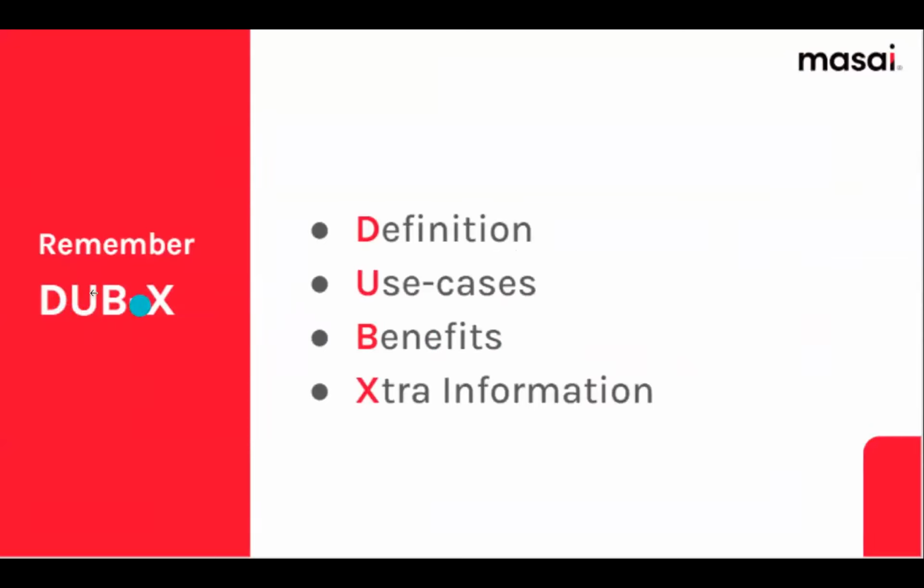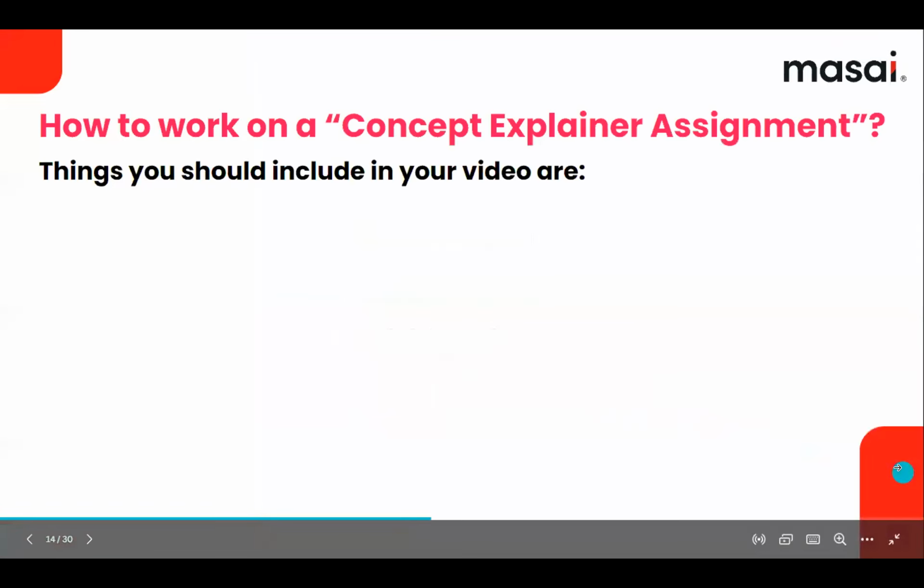It is very important, so let me remind you what it means. D means definition, U means use cases, B means benefit, and X means extra information. How do you give the definition, and what do you tell in the use cases, benefit, and extra information? Let me tell you by one example.